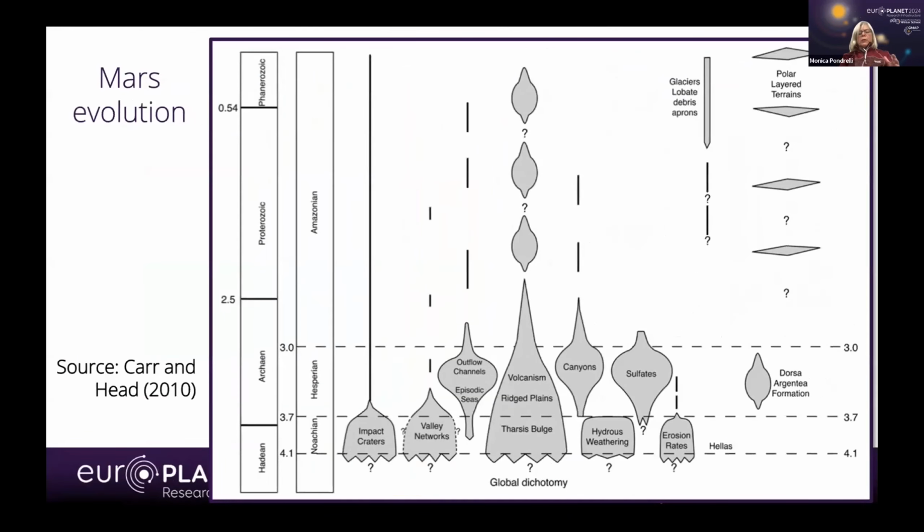If we go into the details of the geological processes, of course, the volcanic processes are by far the most important, also from the volumetric point of view. But sedimentary processes, including valley networks formation, outflow channels, related canyons, but also weathering, and of course erosional rates, and also sulfates, are largely confined within the Hesperian, in the very first period of Mars geological history.